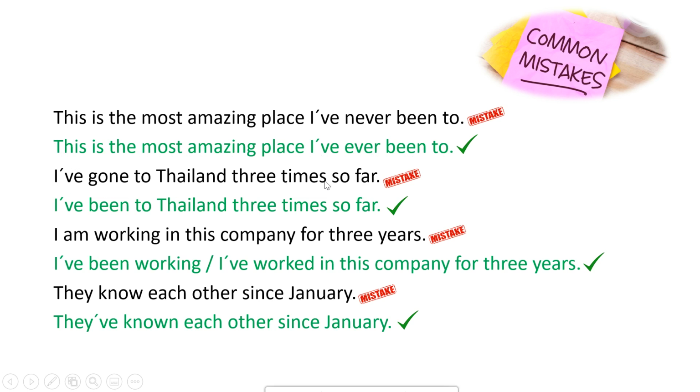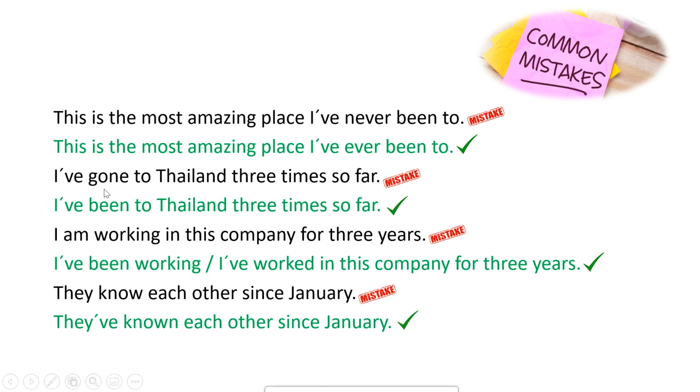I've gone to Thailand 3 times so far. What's wrong with this sentence? The problem is that if you say I've gone, it means that you went and you're still there. Yeah, so you cannot do this 3 times. If you went, you're there. Yeah, the correct option is I've been to Thailand 3 times so far. Yes, when you use I've been, it means that you went and came back. Okay, and that's why you can say I've been to Thailand 3 times.